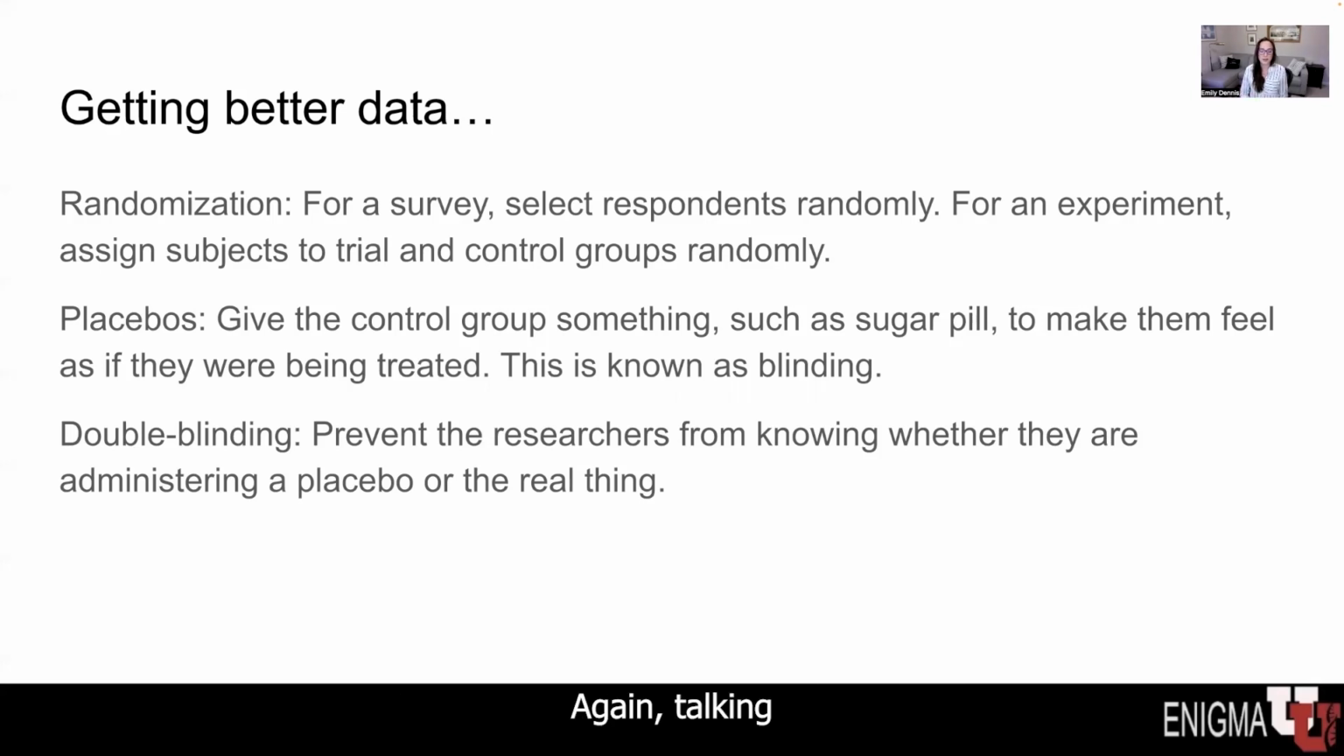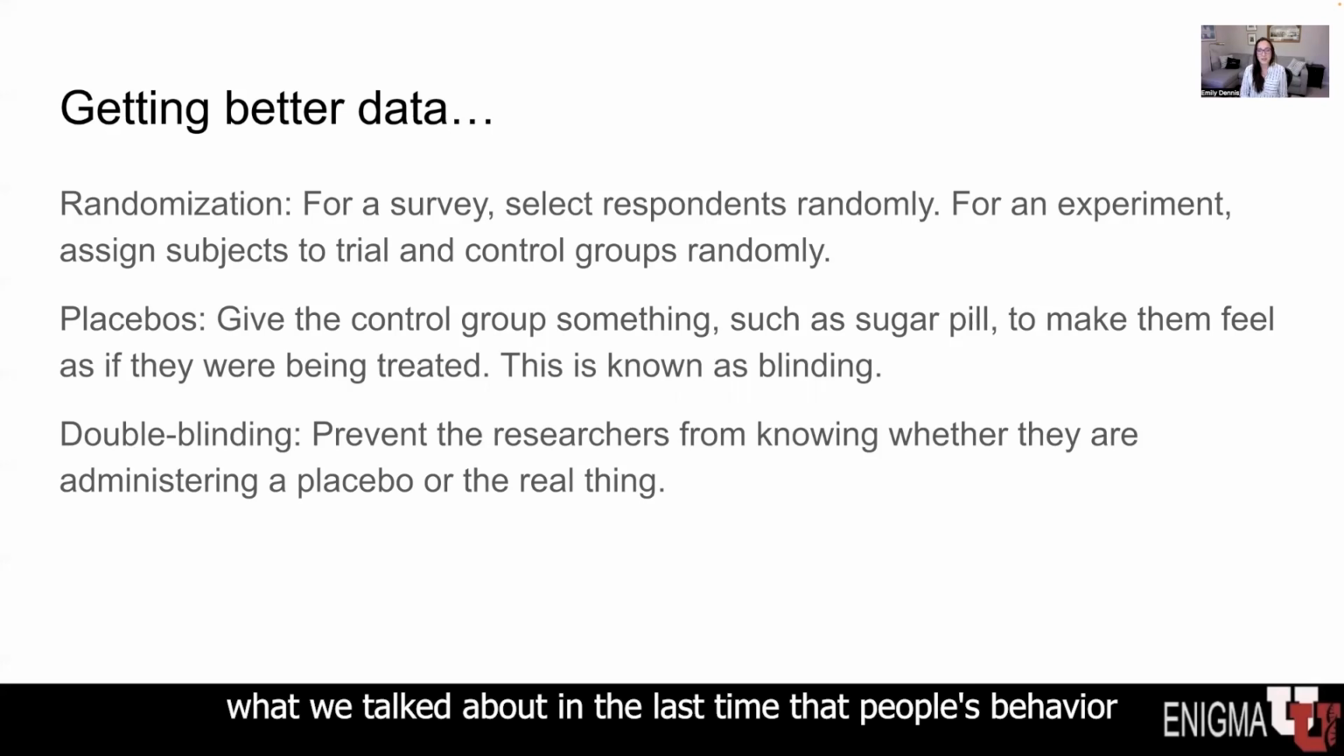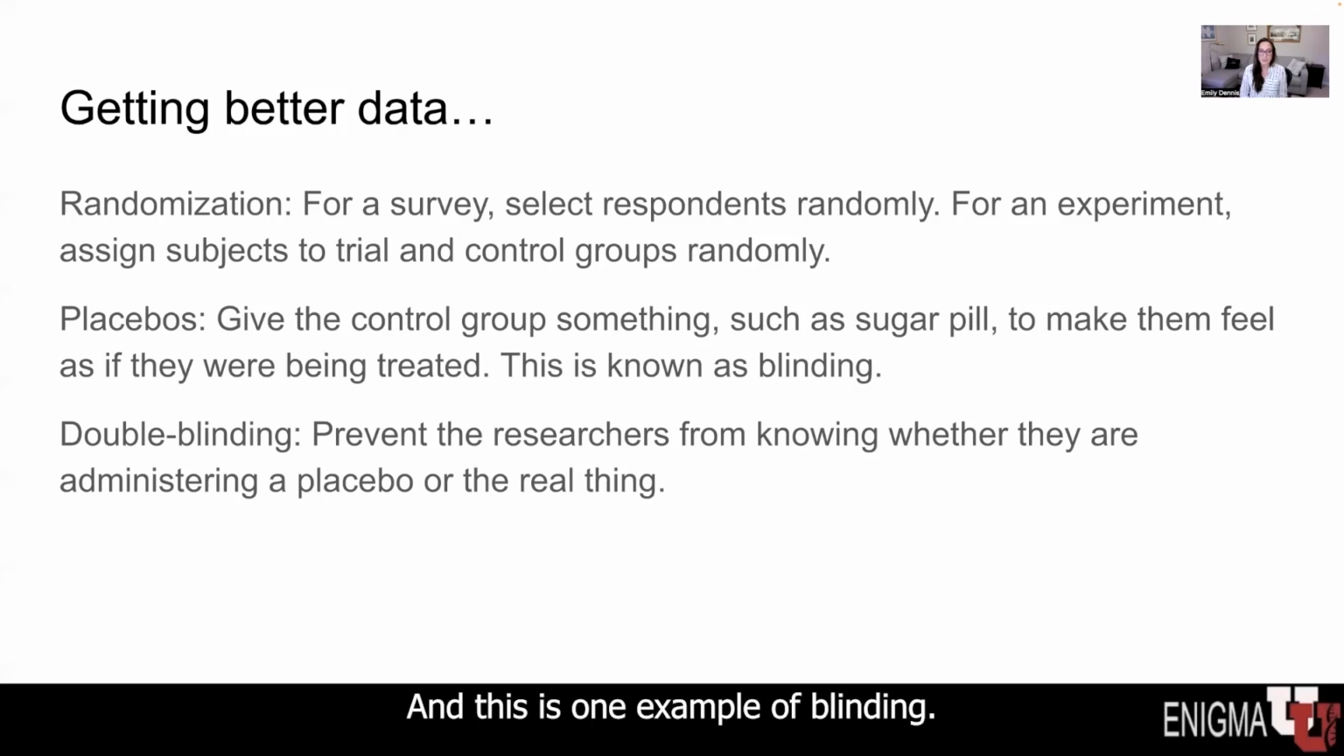Again, talking about what we talked about last time, that people's behavior and people's expectations can impact an outcome. So if we keep the intervention the same, if we give some people a sugar pill so that they don't know whether to expect that they've gotten the real drug or not, then we can be a bit more confident in our outcome. And this is one example of blinding.